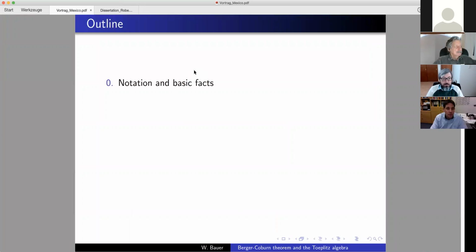So this is my outline. I want to go through some notations and basic facts, but in this seminar I can do this very quickly. I don't have to explain what a Toeplitz operator is. And then I start with the Berger-Coburn theorem, which gives the criterion on the boundedness of a Toeplitz operator with in general unbounded symbol. And here I want to give a new proof which generalizes the theorem from the L2 setting to the LP setting, where p is not equal to 2, and it slightly generalizes also the result.